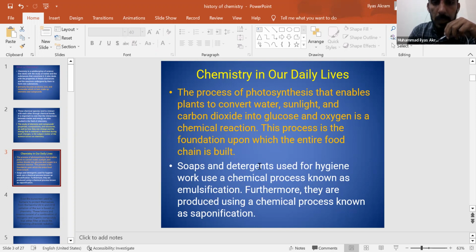So this is a simple use of chemistry or chemical reactions in the formation of soaps and detergents that are used in our daily life.